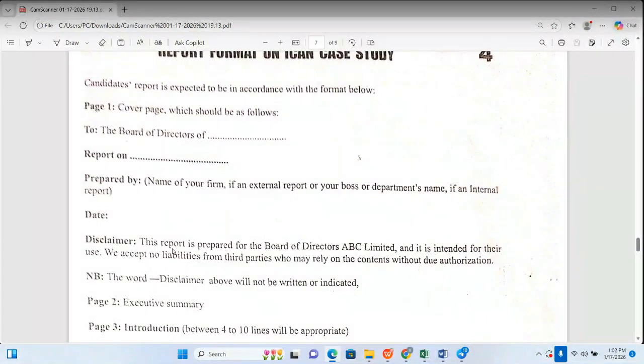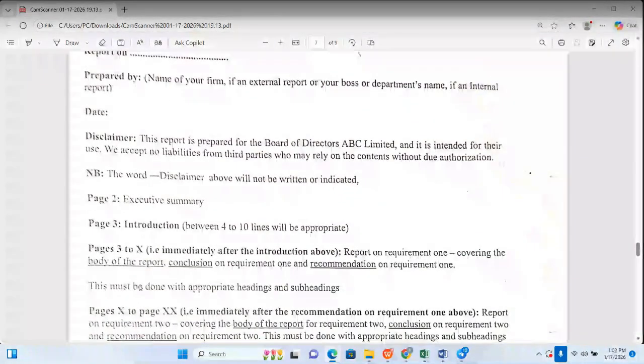Then you move to the executive summary, page 2. Don't forget, you are not going to write the words executive summary, and it is on a fresh page. Then after you're done with the executive summary, you move to your what? Introduction. Four to 10 lines will be appropriate.